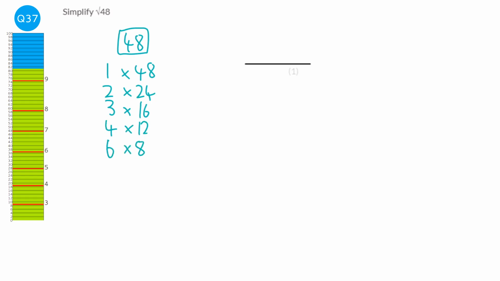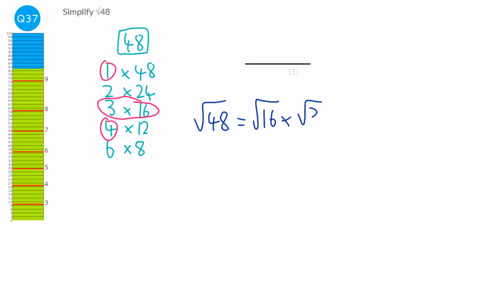Now we want to look and see where the largest square number is. So we've got the 1 there, we've got the 4, and we've got the 16. So the 16 is the largest square number. And so what we're going to do is rewrite the root 48, but instead of root 48 we want to split it up into square root 3 and square root 16. But always put the square number first. So I'm going to write it as root 16 times root 3.